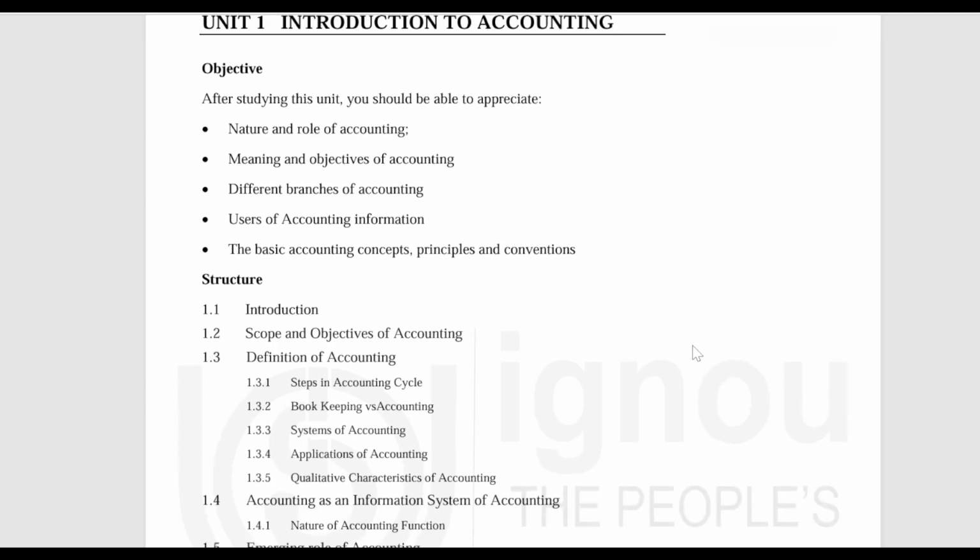So let's begin with the objectives. After studying this unit, you should be able to appreciate the nature and role of accounting, meaning and objectives of accounting, different branches of accounting, uses of accounting, and the basic accounting concepts, principles and conventions.